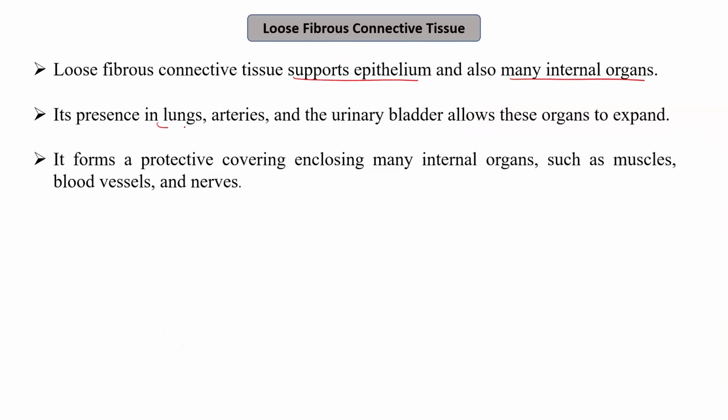It is present in lungs, arteries and urinary bladder. Due to the presence of loose fibrous connective tissue, these organs are able to expand. Usually wherever we need flexibility as well as strength, for example in lungs, arteries or urinary bladder, these organs need to expand according to the conditions. Therefore, loose connective tissue is present in these areas.